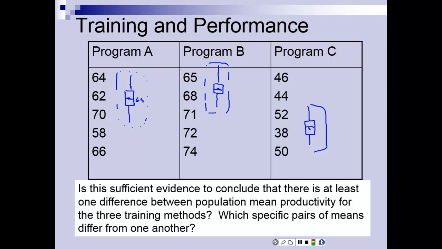Like I said, in this one I'm going to guess that the answer to the first one is yes, we're going to be able to show there's at least one difference between means. And then when we get to the second part, we're going to be able to say that C is lower than the other two, both of the other two, and that we're not going to be able to conclude that there's a difference between the first two, because the means are close and there's enough variability and overlap there.